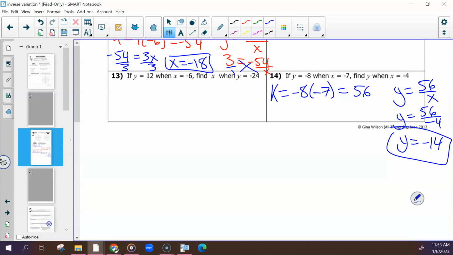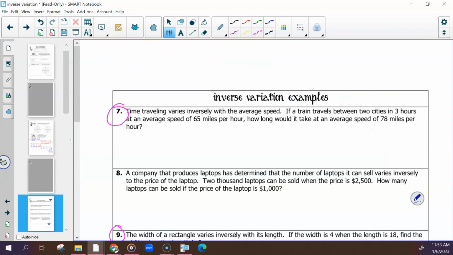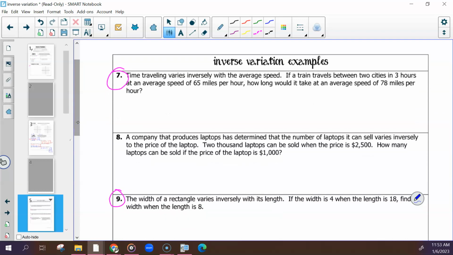Go on to the word problems page. We'll do a few of these. And then any questions you guys want to see, and then you have time to practice. So let's start at number 7.